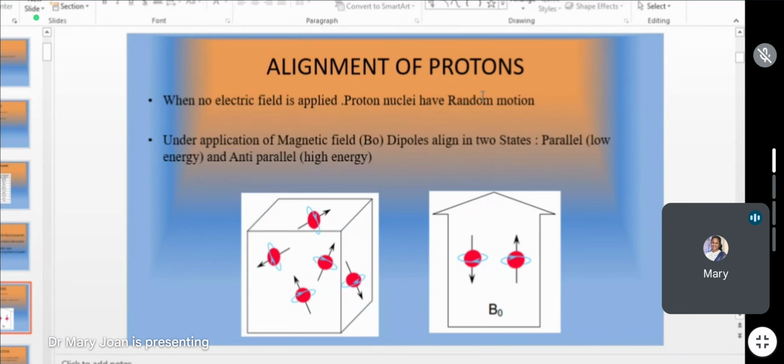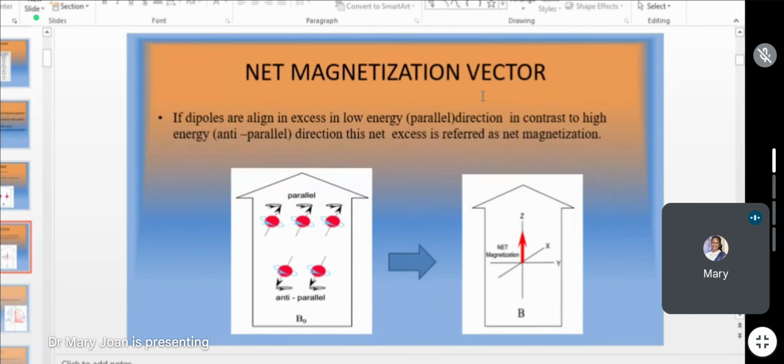So regarding alignment of protons, we have seen that when no magnetic field is applied, proton nuclei have random motion, and under the application of a magnetic field, dipoles align in two states, parallel or anti-parallel. Those with low energy get aligned in the parallel direction, and those with higher energy get aligned in the anti-parallel direction. If dipoles are aligned in excess in the low energy direction in contrast to the high energy direction, the direction of this net excess is referred to as the net magnetization.